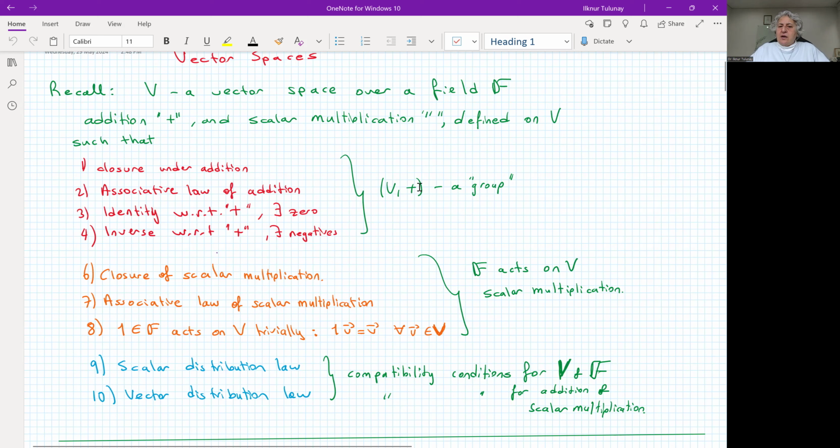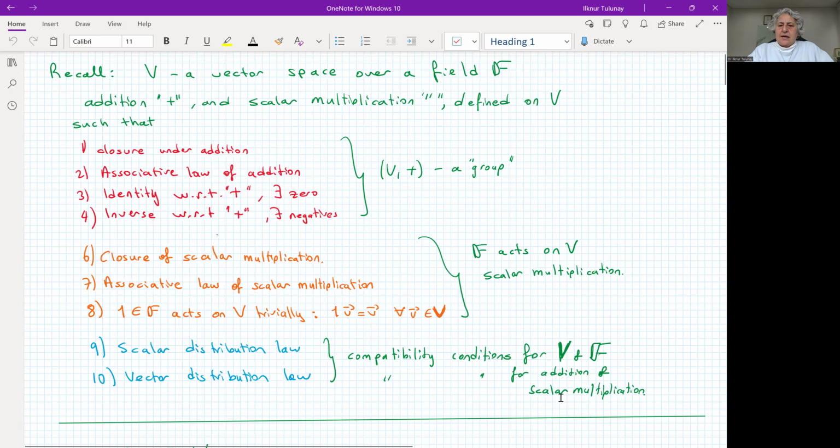And then since you have one addition and one multiplication, you want them to be compatible. Some conditions on compatibility are necessary to be able to work on this set. So scalar distribution and vector distribution are the compatibility conditions between V and F. Another way of saying it is that they are the compatibility conditions for addition and scalar multiplication. So this is the structure of vector spaces, right?